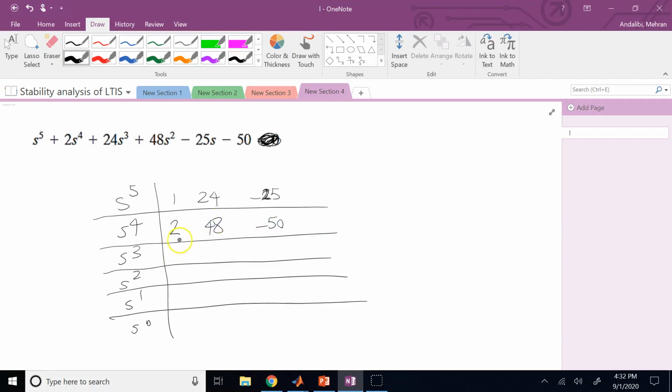Now let's calculate. So this is going to be 2 times 24, that's 48, minus 1 times 48, that's 48. So 48 minus 48, that's 0. 0 divided by 2, that's 0.